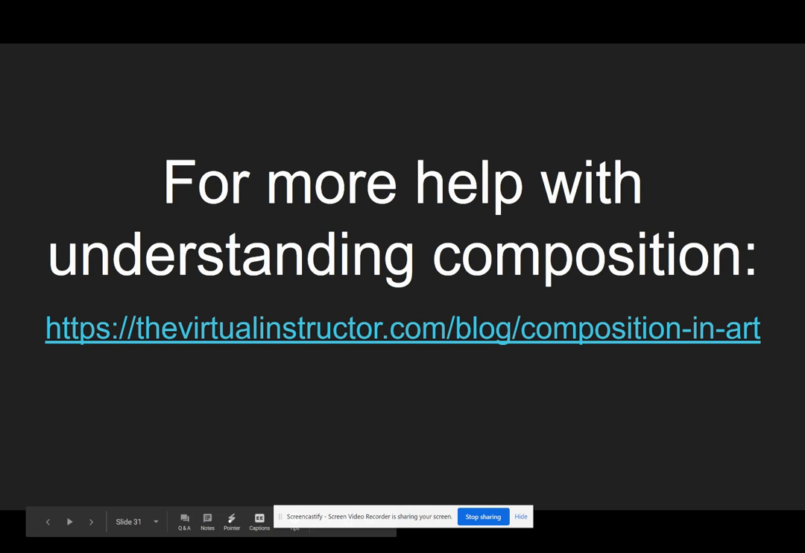And then for more help with understanding composition, the virtual instructor site here is so helpful. There's so much to composition, and I've only taken small parts that we can apply in this project. But if you want to explore this site on your own and see different elements and principles of art that impact composition and how you can use those in your artwork, this is a great place for you to start.